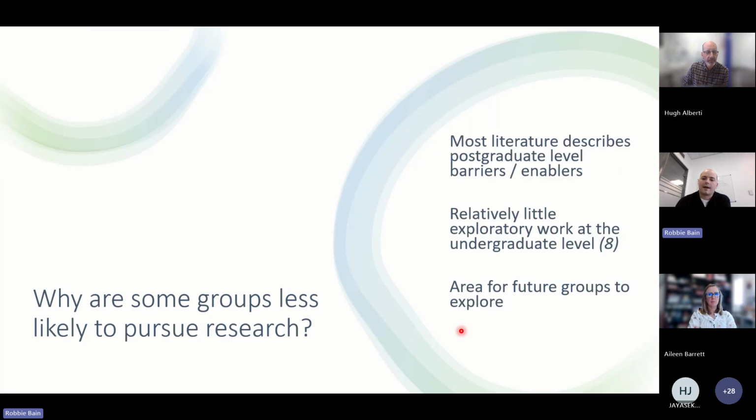And again, thinking about what the literature tells us at the moment about why some groups are less likely to pursue research. Most of the literature that's out there discusses the postgraduate, relatively senior levels, and certainly there's some amazing work by Gabs Finn in Manchester to describe these points. But actually, at the early stages, there's relatively little work to describe what happens at the undergraduate level, and certainly it is an area to think about for future work.